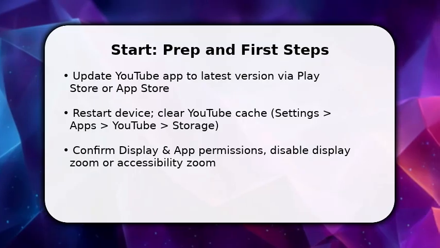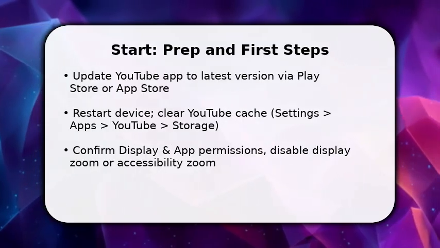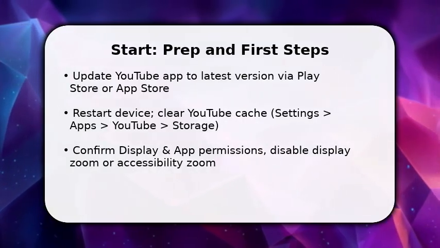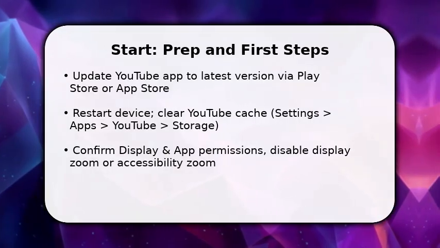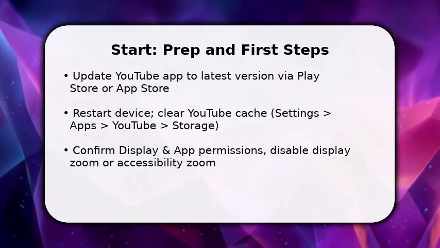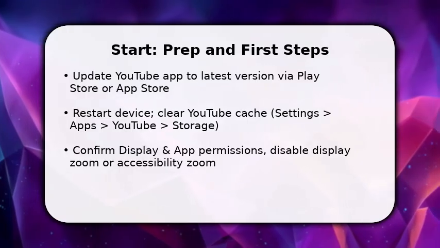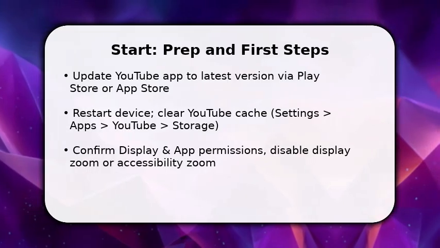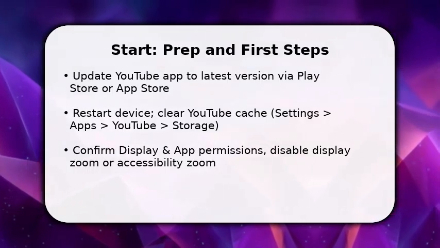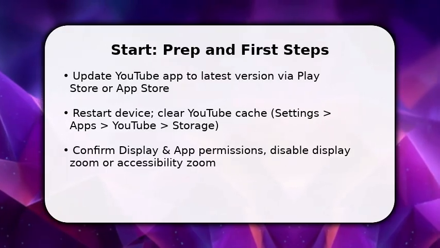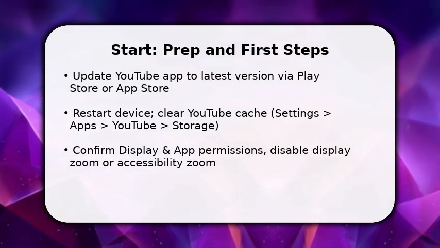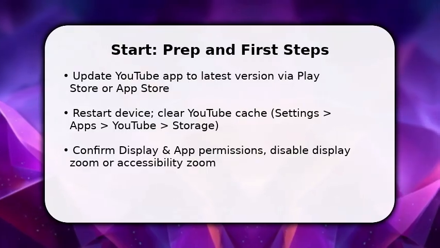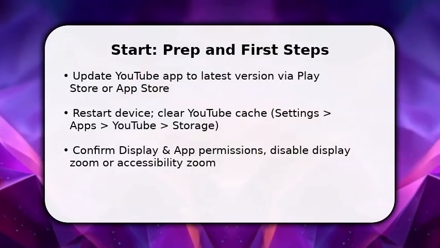You need to begin with the essentials and take action now. Update YouTube, then restart your phone to remove transient glitches. Once done, clear the app cache and confirm YouTube has necessary display permissions. Make sure system display scaling or zoom is off because that commonly prevents true full screen. After these quick fixes, open Shorts and try swiping up so you can check whether full screen behavior changed. If it didn't, proceed to the deeper settings in the next step.